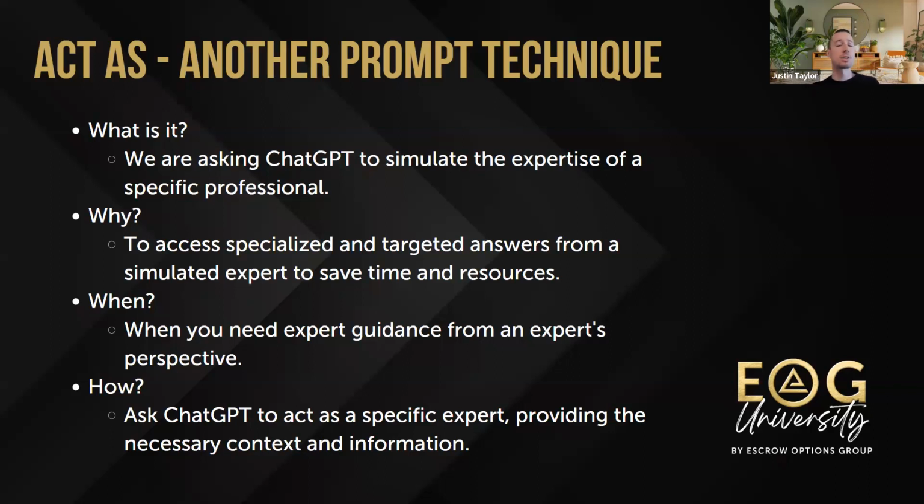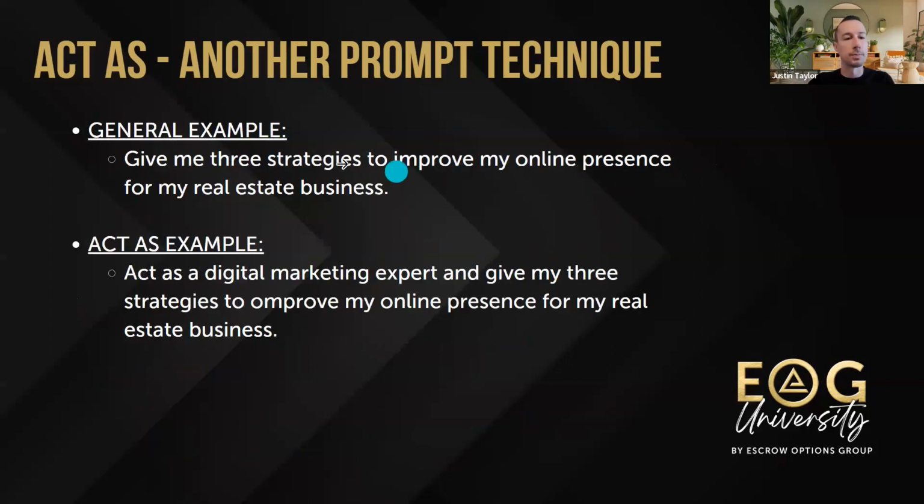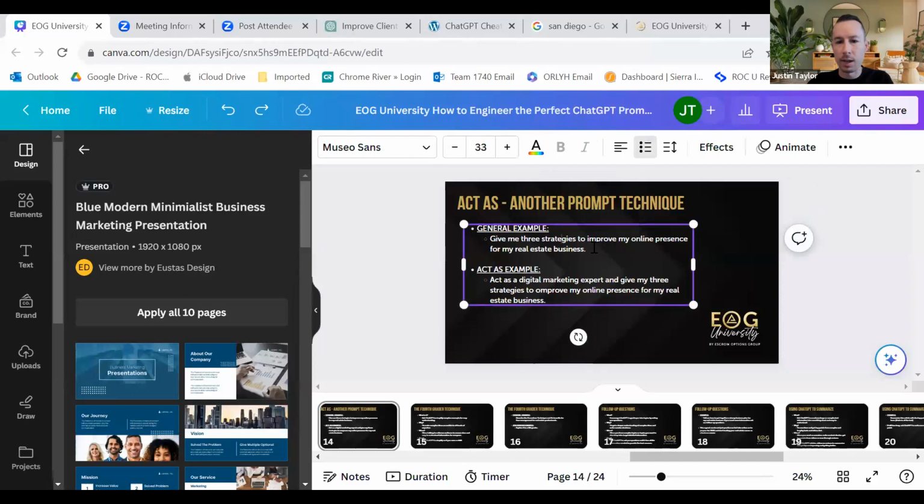So why? To access specialized and targeted answers from a simulated expert to save time and resources, when you need expert guidance from an expert's perspective. And how? You're just going to ask ChatGPT to act as a specific expert, providing the necessary context and information. So an example would be, give me 3 strategies to improve my online presence for my real estate business. Again, a little bit more general.